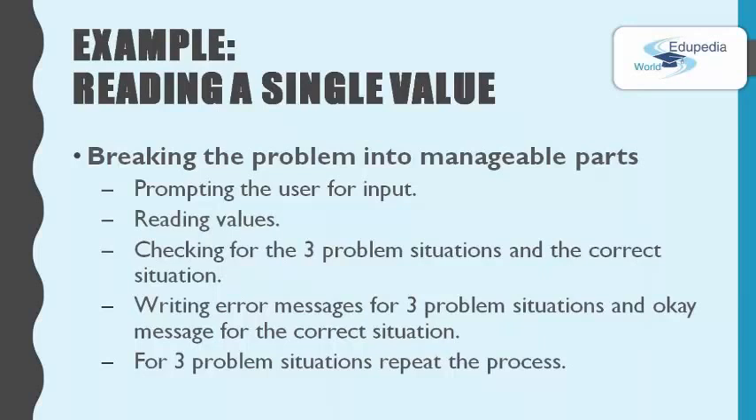In our program, first we have to prompt the user for input. We know how to do that. And we have to read the values from the user input. We also did that in our program. And third, we check for the 3 problem situations and the correct situation. After that, we have to write error messages for the 3 problem situations and an OK message for the correct situation. And finally, don't forget, for the 3 problem situations, repeat the process. Good. Now we are fully equipped to start coding.